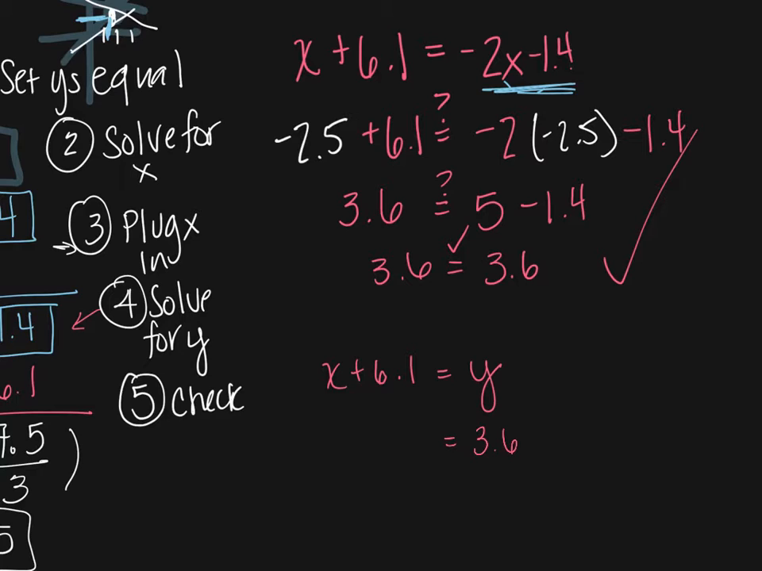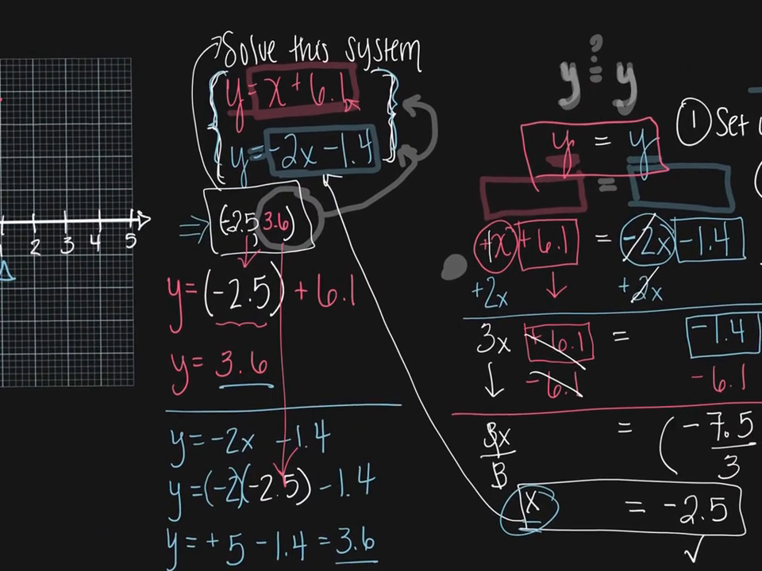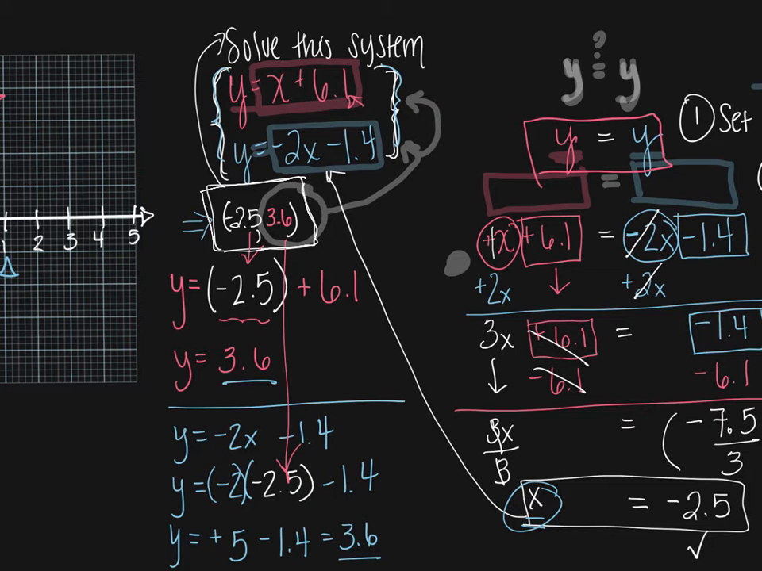And I want to see, does this equal 6.1 plus negative 2.5? I'm asking myself if these two things match. Well, if I plug in 6.1 minus 2.5, I should get 3.6 equals 3.6. So this tells me my x checks out, and down here this tells me my y checks out. Yes, my math was good. My solution, remember, is always an ordered pair, so you're going to get 2 points here.